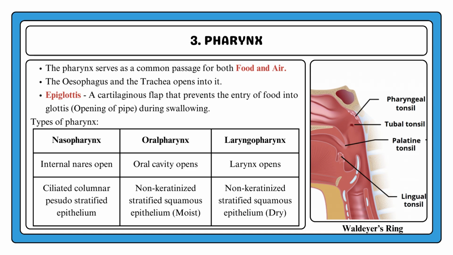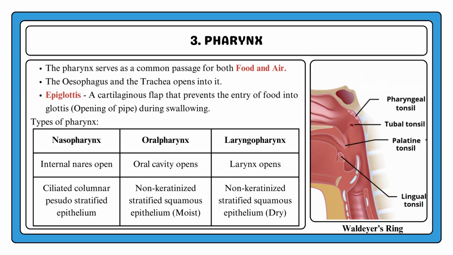The third part of the alimentary canal is the pharynx. The pharynx serves as a common passage for both food and air. The esophagus and the trachea open into it. Epiglottis is a cartilaginous flap that prevents the entry of food into the glottis, the opening of the pipe, during swallowing.